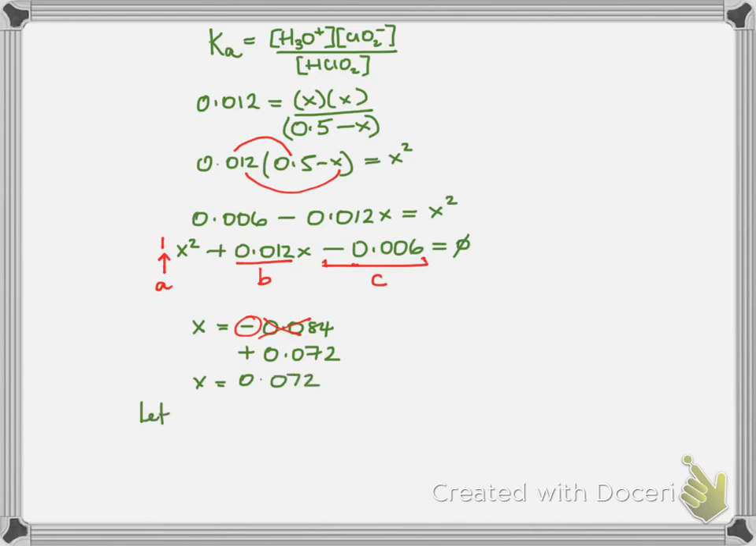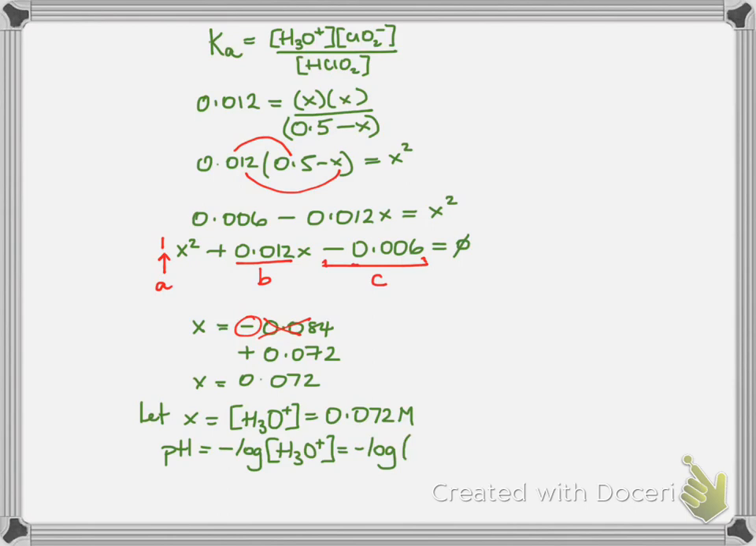So let x equal the concentration of the H3O plus, which therefore is 0.072 molar. pH is equal to minus the log of the H3O plus concentration, which is minus log of 0.072, which is 1.14. So our final answer is that the pH is equal to 1.14.